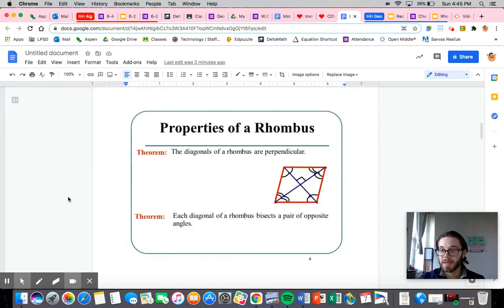So the diagonals end up being perpendicular. And the reason behind that ends up coming down to the fact that if you look at these triangles, right, you can see here we have four triangles. Now, what do we know about the diagonals? Well, they bisect each other, so this side and this side are going to be congruent. We also know that because they bisect each other, this and this are going to be congruent, right?